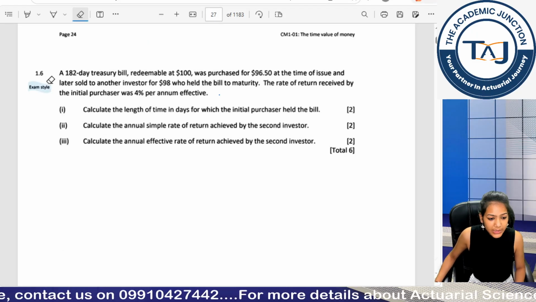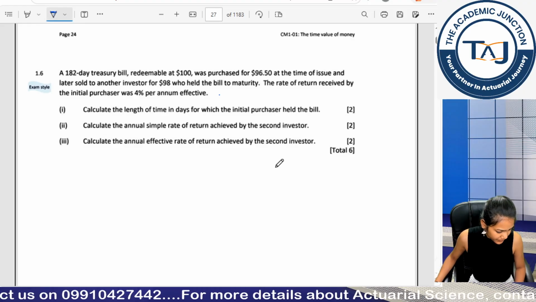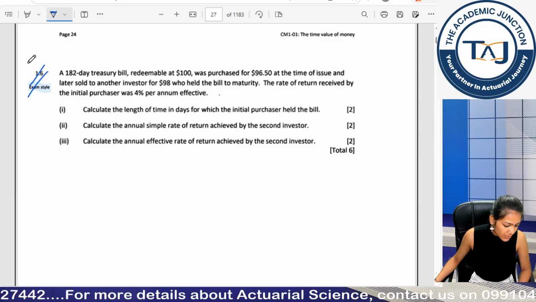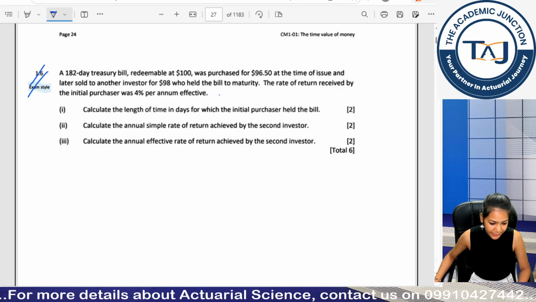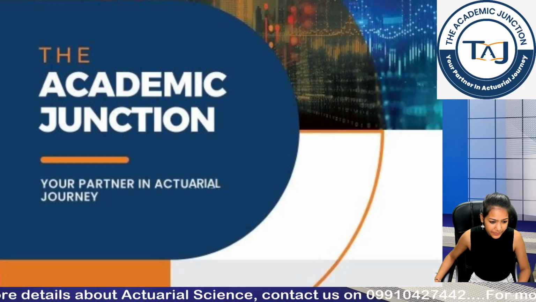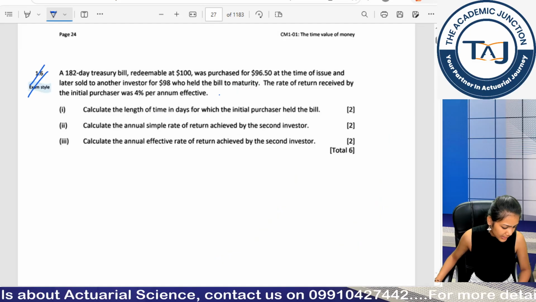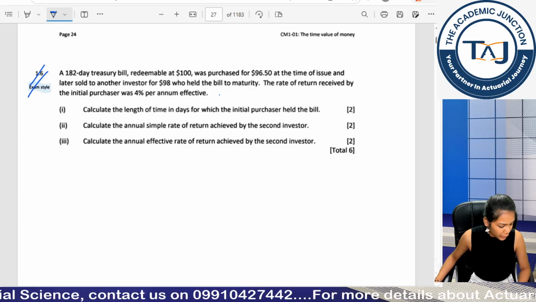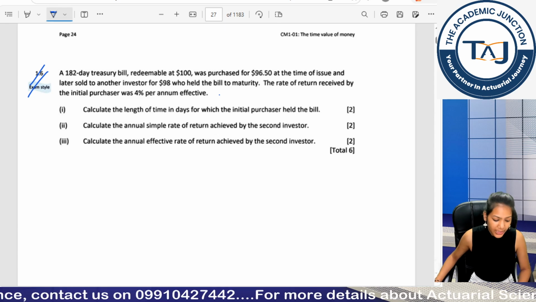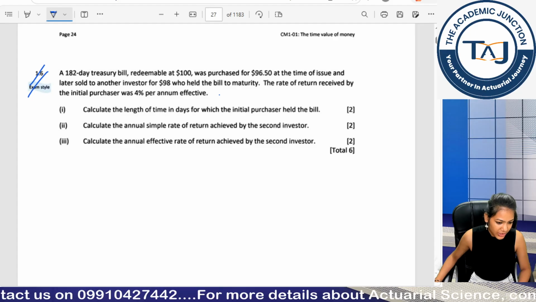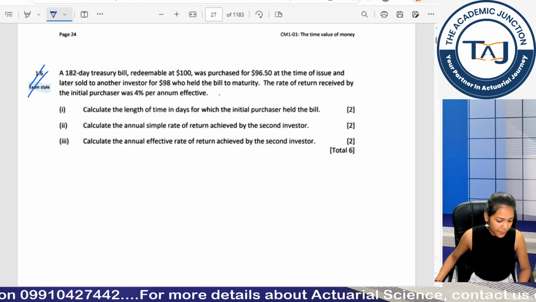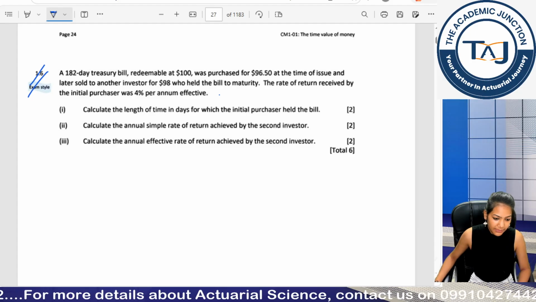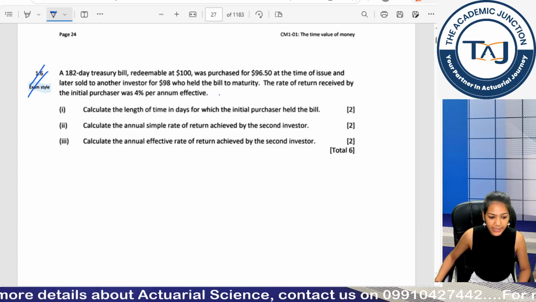So firstly, we would be doing this 1.6 question. A 182-day treasury bill redeemable at 100 was purchased for $96.5 at the time of issue and later sold to another investor for $98, who held the bill to maturity. The rate of return received by the initial purchaser was 4% per annum effective rate. Calculate the length of time in days for which the initial purchaser held the bill.